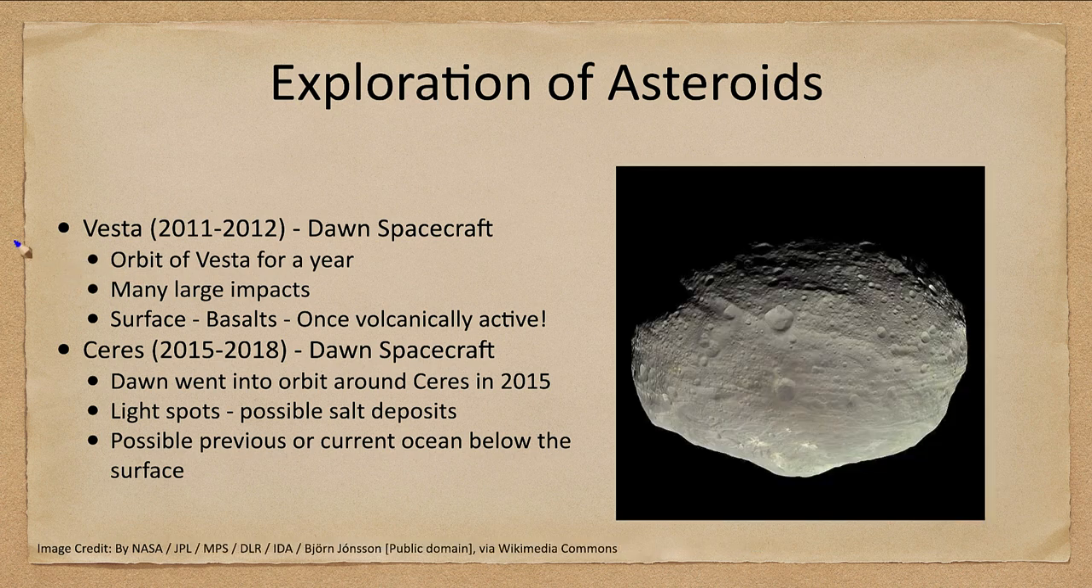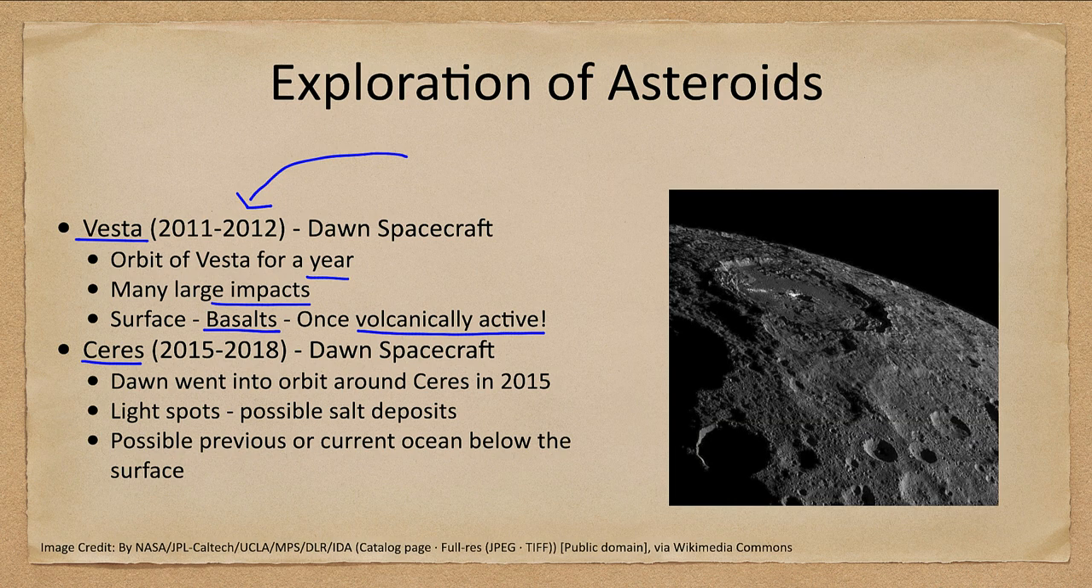And then we had the Dawn spacecraft that studied two asteroids, Vesta and Ceres. Now, in 2011, it entered orbit around Vesta, which we see here, and orbited that for about a year. We saw many large impacts, and surface rocks were found to be basaltic in many cases. And that means, if you recall that term from the moon, that those are formed from volcanic activity. So some kind of molten material that was once present on this asteroid. Now, of course, it's heavily cratered, so there's been nothing there for a long time.